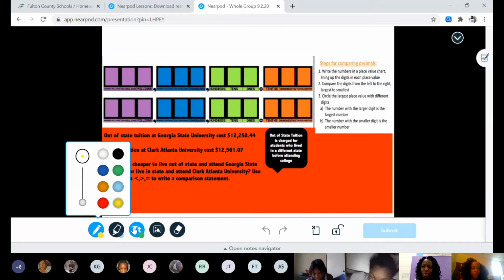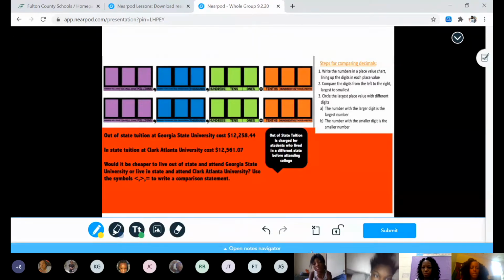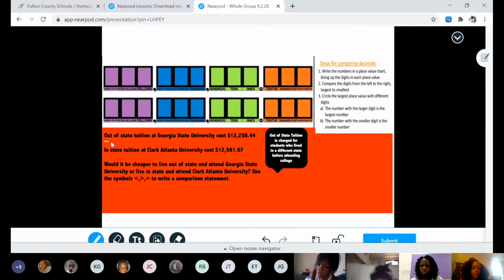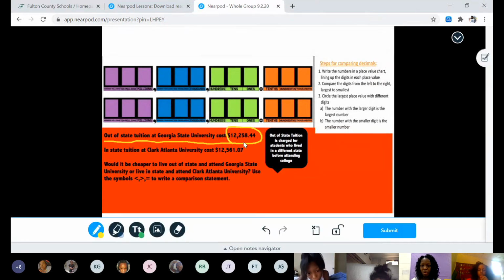Can somebody read that for us? Yep. Help us out. Reread this sentence for us right here. Out-of-state tuition. Tell us, what would that number be if it wasn't money? If we were just talking about a regular number, how would we read that? Okay, so I guess, are we just going to have to, oh, Paradise, thank you for raising your hand. I appreciate that. So Paradise, can you read that number for us, please?